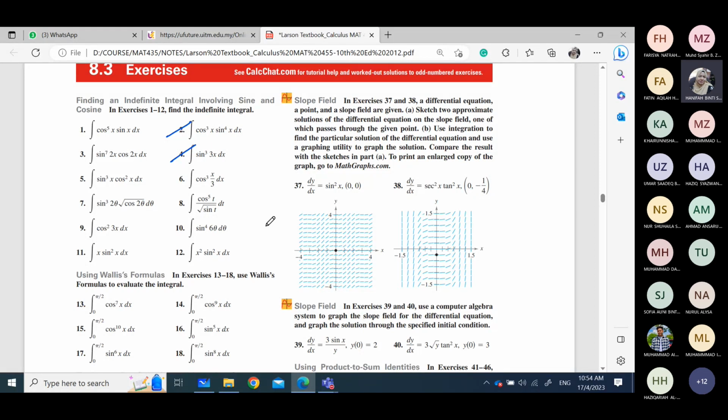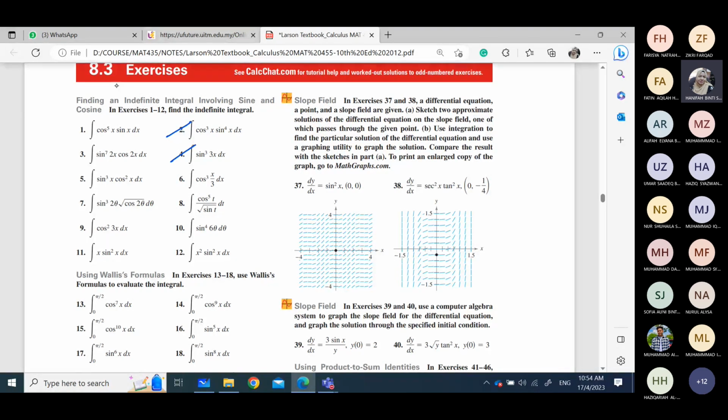Okay, very good. Now look at this exercise. Mana yang dah buat, you boleh semak. Kalau you ada soalan, just tanya. Soalan ni kan yang I tanda, betul eh? Alright, so in exercises 1 to 12, we need to find the indefinite integral.